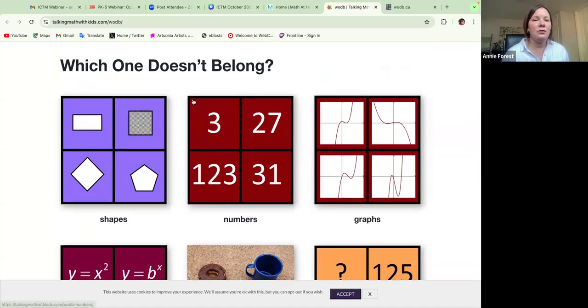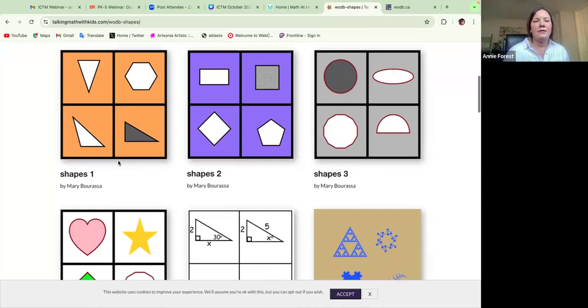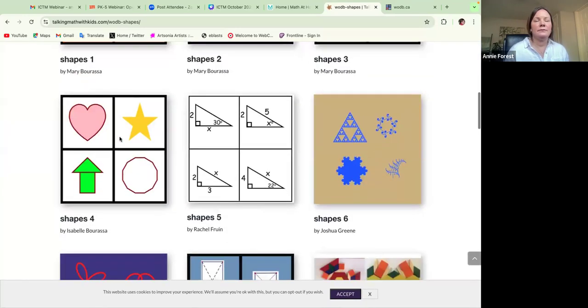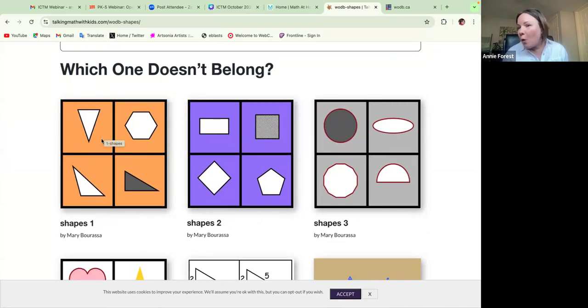Just real briefly, if you are not familiar with this structure, you basically take a prompt, and we can just look at this first one. I can't zoom in. I'm going to stop making you dizzy. So you would just put one up on the screen, and you just ask students which doesn't belong and have them give a reason. It's super open because there's more than one right answer. We could come up with a reason why each of them doesn't belong, and probably multiple reasons why each doesn't belong.